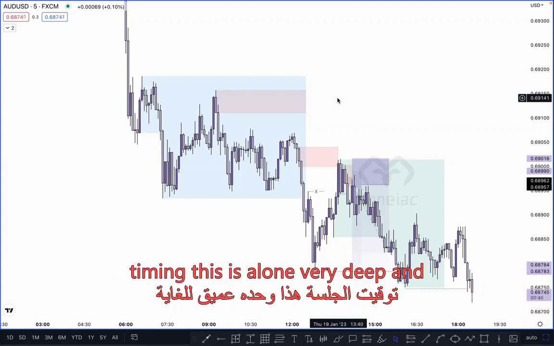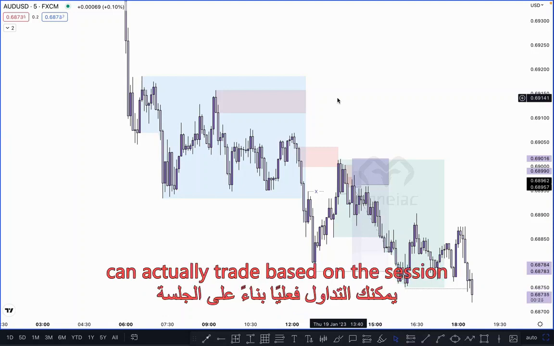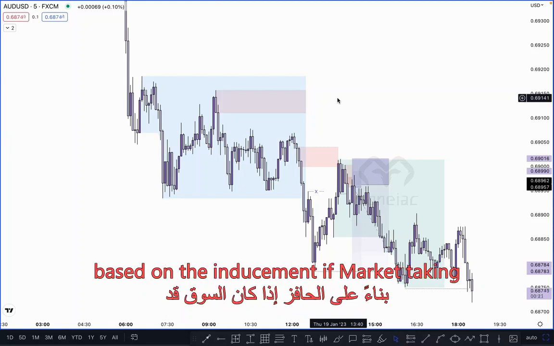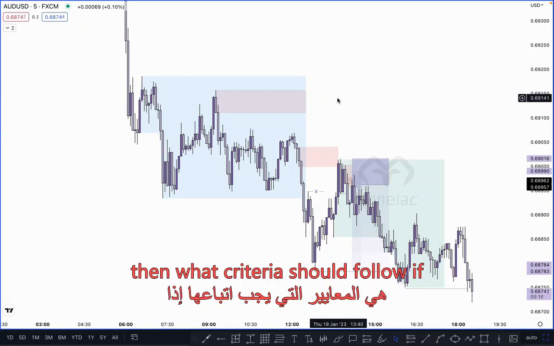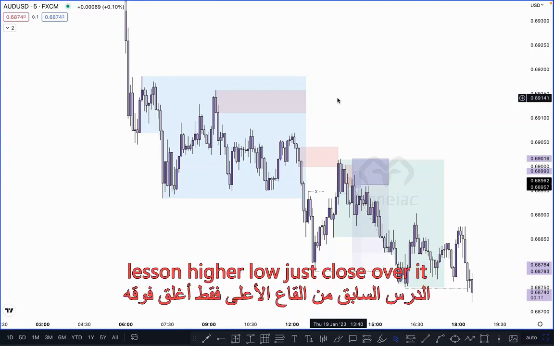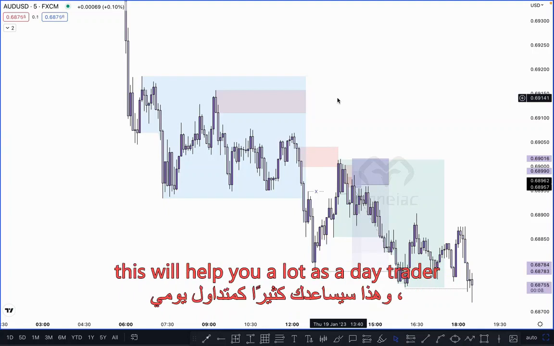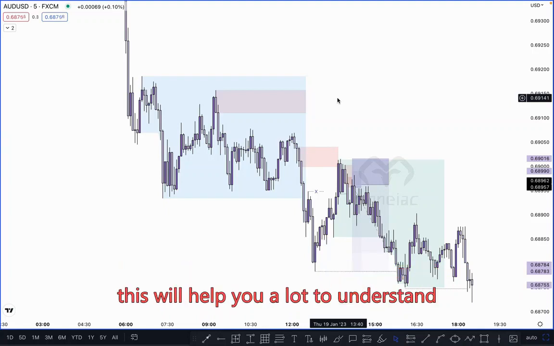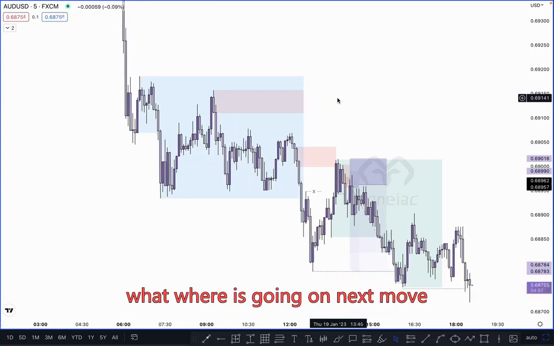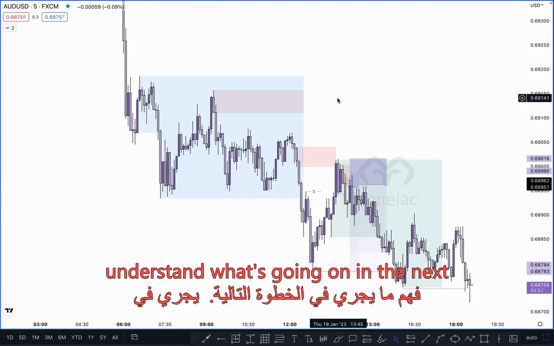This alone is very deep and complicated. I just explained it to you in an easy to understand way, how you can actually trade based on the session, based on the inducement. If the market has taken out the previous session high or low, then what criteria you should follow. If the market has not taken out the previous session high or low, just closed over it, then what criteria you should follow. You can rewatch this video multiple times. This will help you a lot as a day trader, to understand where the next move is going, and what's going on in the next session.